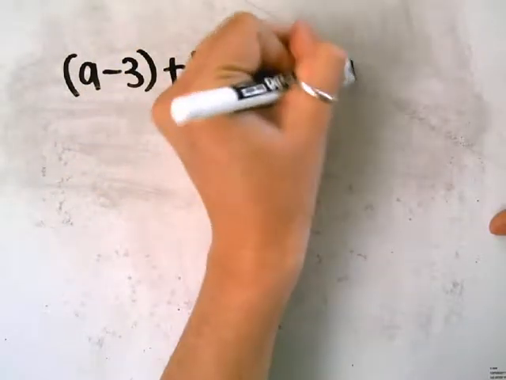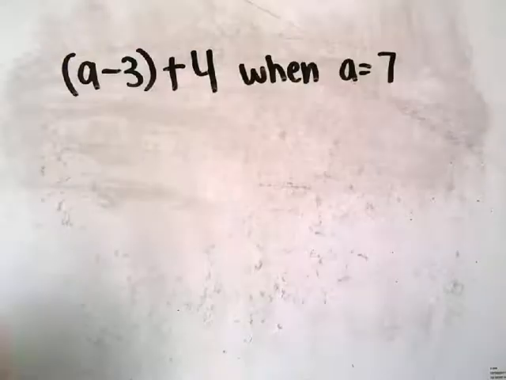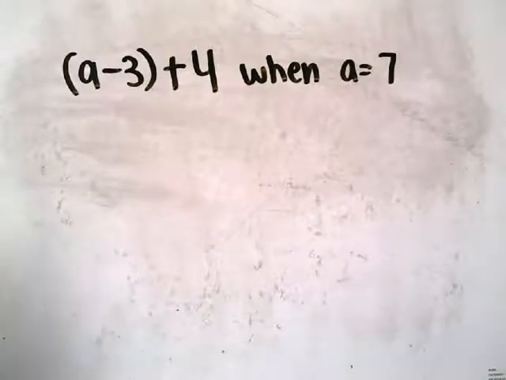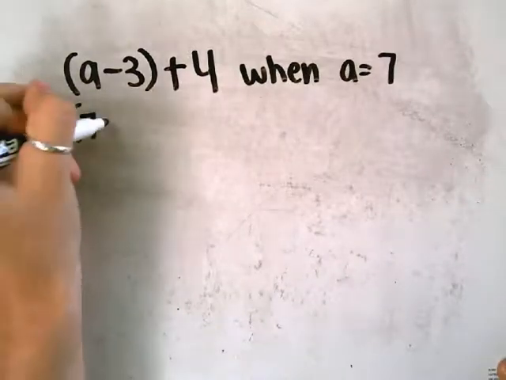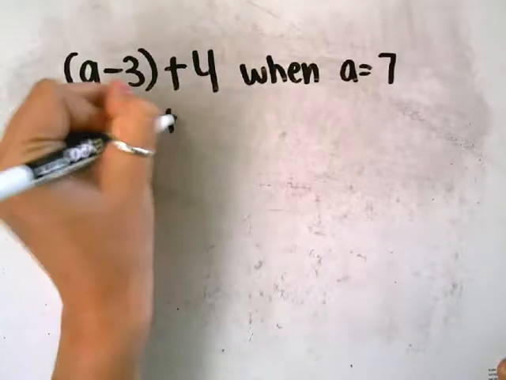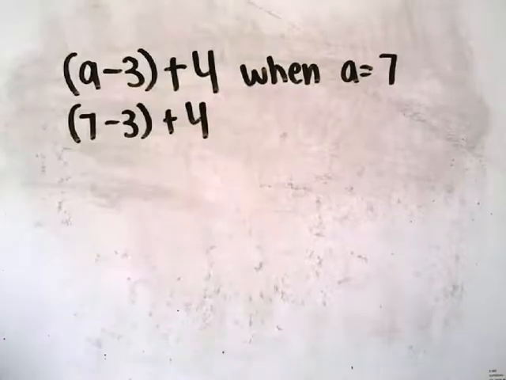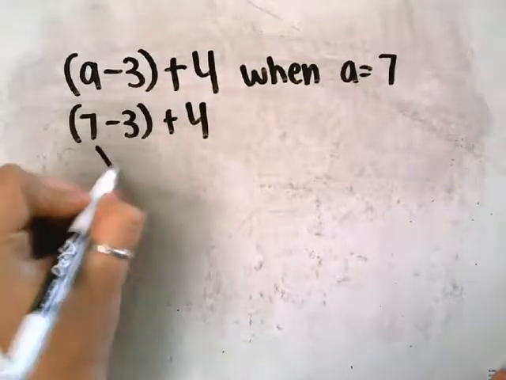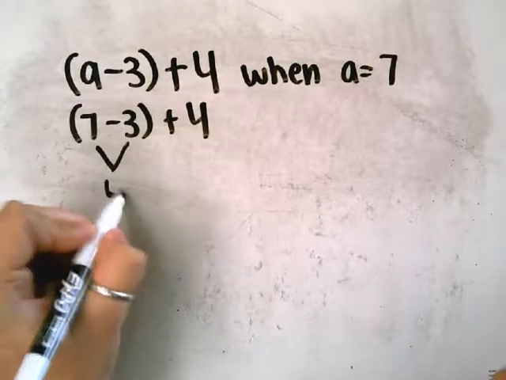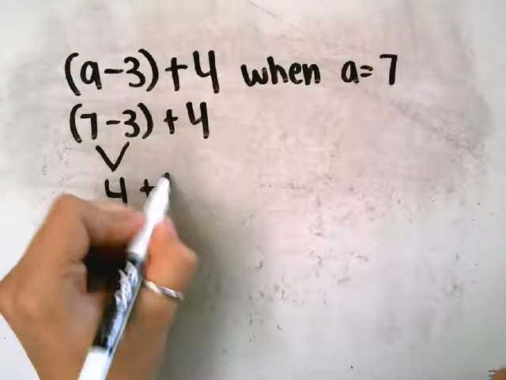Okay, so (a minus 3) plus 4 when a equals 7. So we're going to rewrite the problem with the new value for a. So we just replace a with 7, and now we can solve. According to order of operations, we need to do parentheses first. So 7 minus 3 is 4, and then bring down the rest of the problem, and we come up with 8.